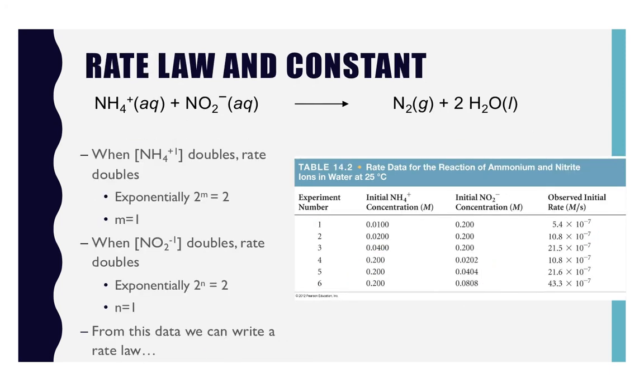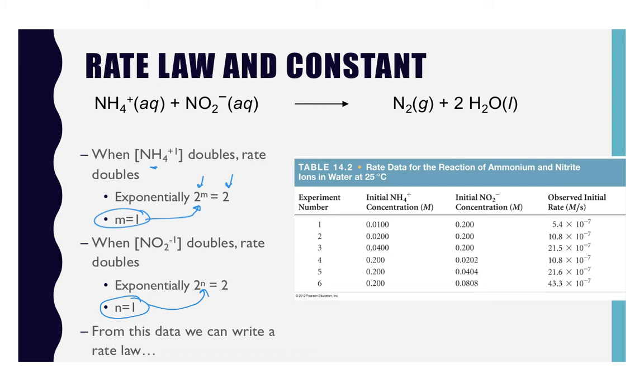Okay, so if I'm going to write that formally, again, when the concentration of NH4+ doubles, the rate doubles, or exponentially, we would say 2 to the m equals 2. Okay, so if that's the case, then m for us to put in there is 1. When NO2- doubles, the rate doubles. So exponentially, again, we would say 2 to the n power equals 2. So again, n is going to equal 1. So again, when I double the concentration, I double the rate.